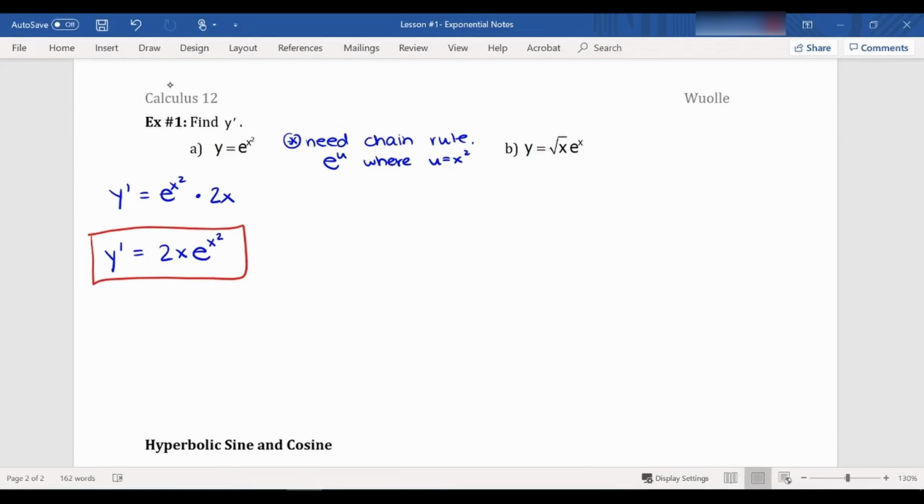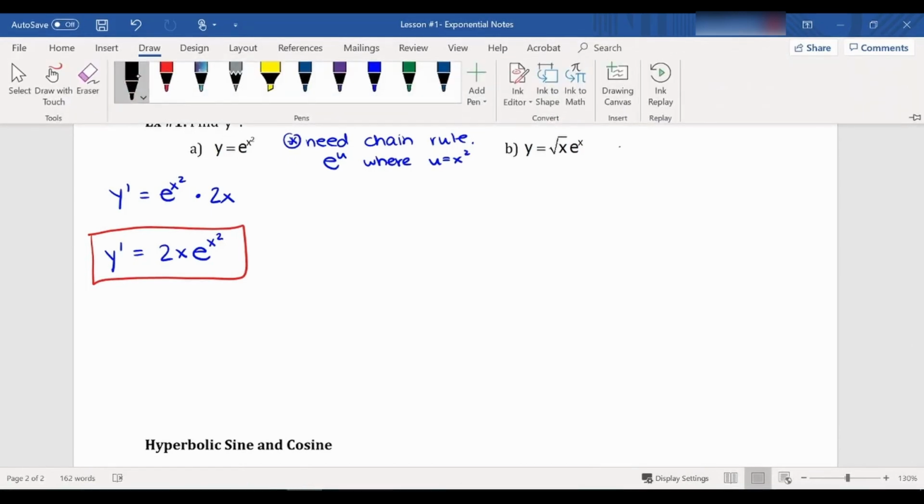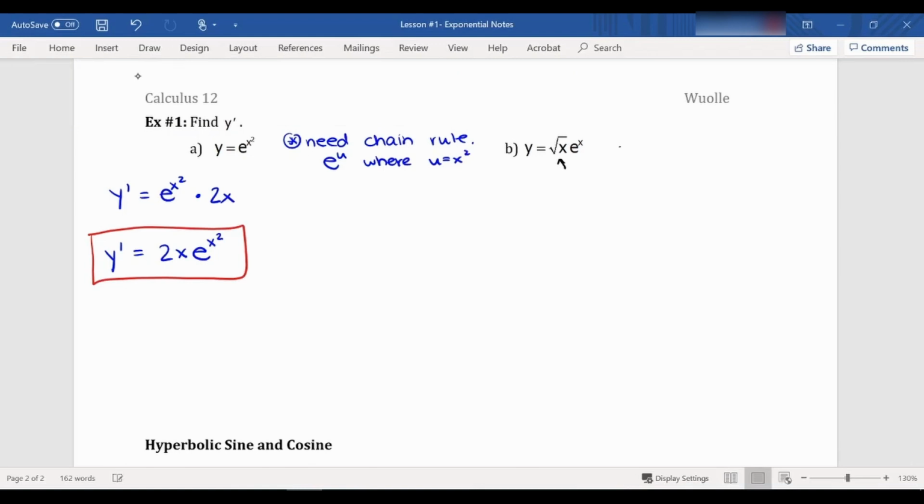For this next one, we need product rule. You have two things multiplying. You have the root x and the e to the x. Okay. I would also choose to rewrite this before I start, and I would rewrite this as x to the 1/2 times e to the x, because I don't like dealing with that root. I'd rather deal with an exponent.